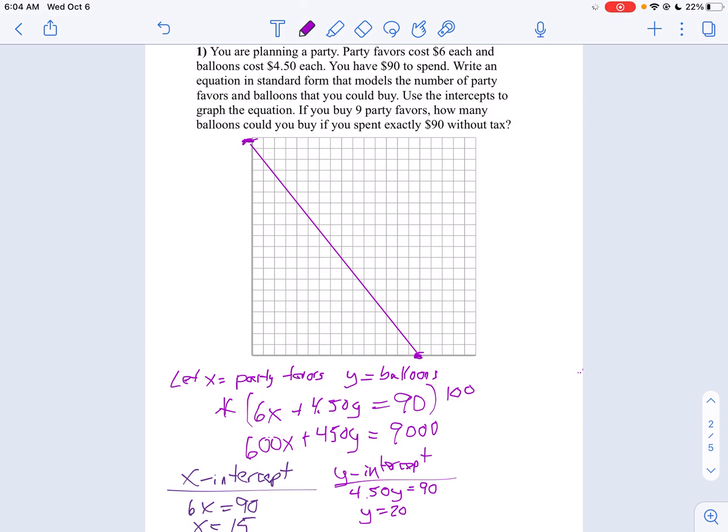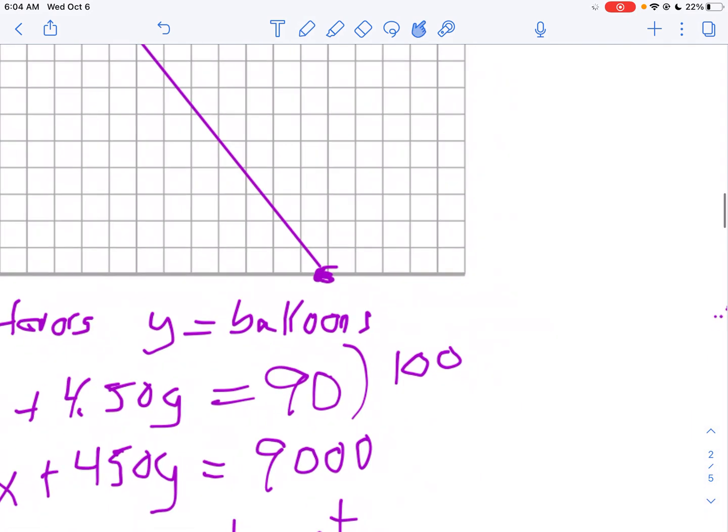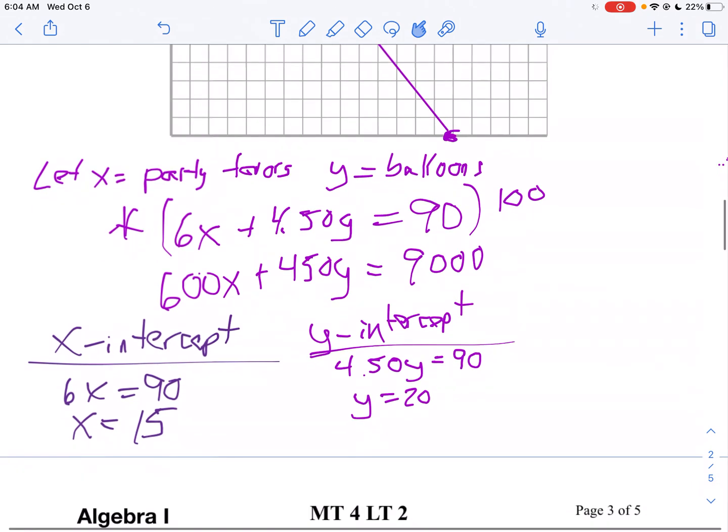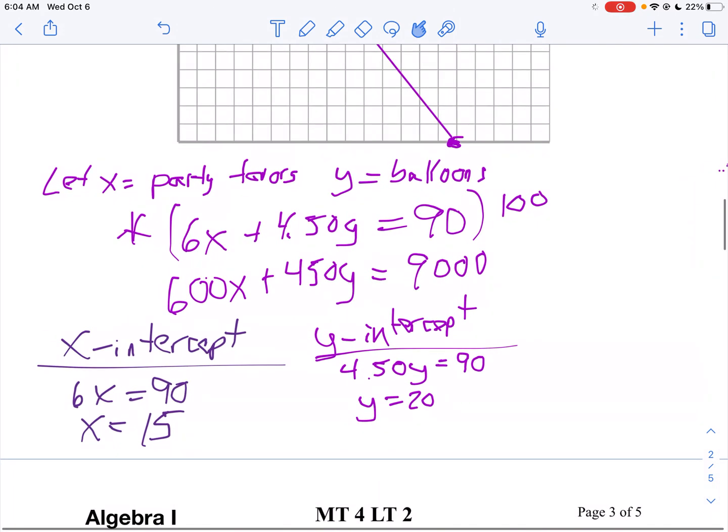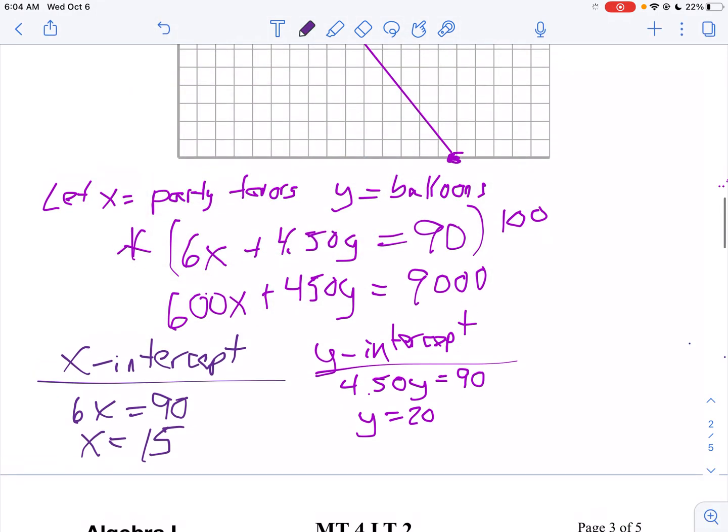Now the second part says I'm going to buy 9 party favors. In other words, x is 9. So I'm going to use my equation here and replace x with 9. So I'm going to say 6 times 9 plus 4.50y equals 90. Well, 6 times 9 is 54, so I go 54 plus 4.50y equals 90.